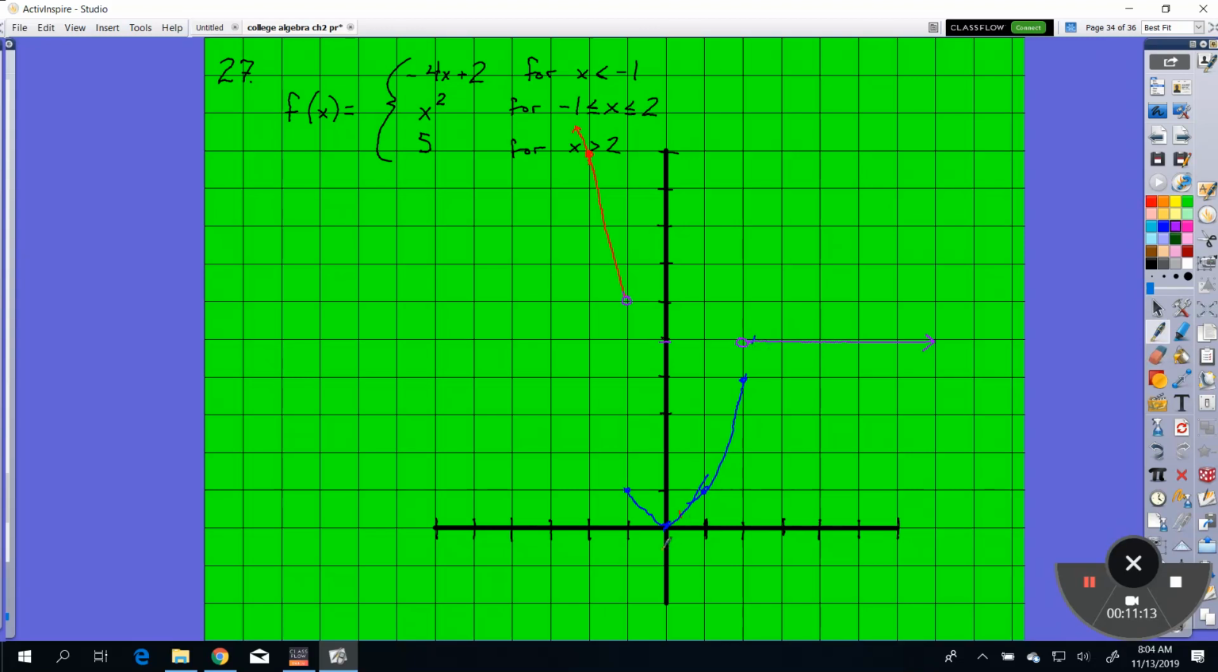And that's my piecewise graph. So anyways, look at your rules: between -1 and 2, between -1 and 2, greater than 2, less than -1.